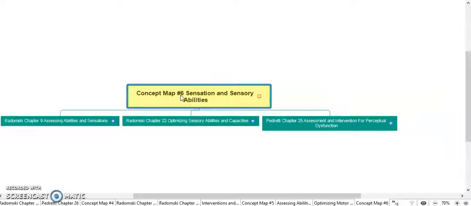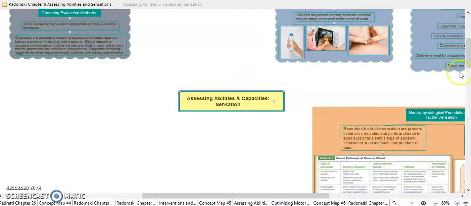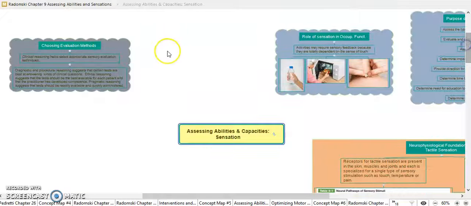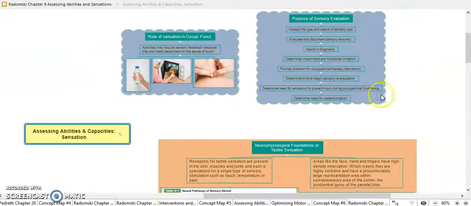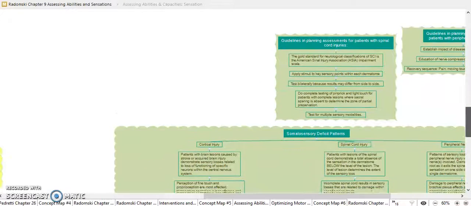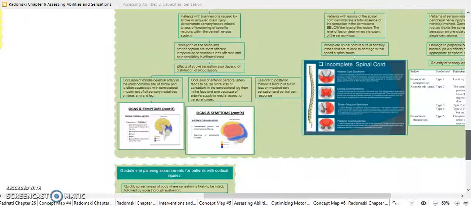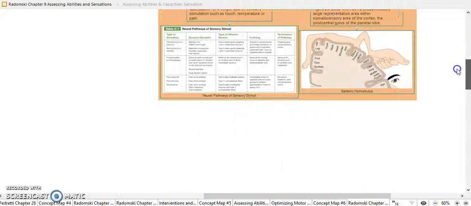Chapter 6, Sensation and Sensory Abilities. Again, lots of pictures, choosing evaluation methods. For sensation, I also have to review the purpose, the neurophysiological foundations of tactile sensation, guidelines of planning assessments. Also really important is the spinal cord, knowing the spinal cord injury. Cortical injury, peripheral nerves, definitely really important to review.